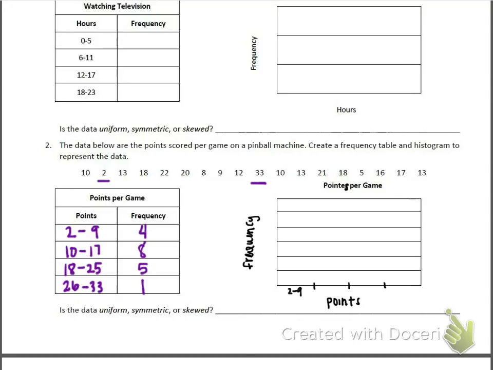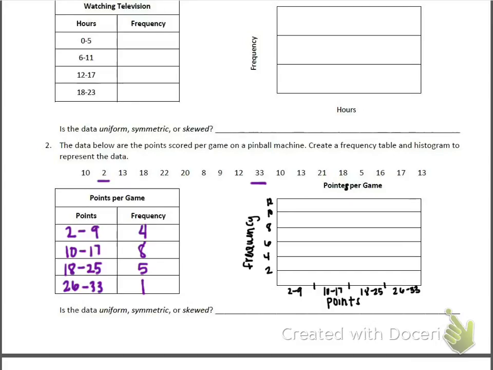And then fill in your frequency or your interval. So 2 to 9, 10 to 17, 18 to 25, and 26 to 33. And we want it to go, our biggest one is 8. I have 1, 2, 3, 4, 5, 6 lines. Did you guys go by 2s? Yeah. Okay. 2, 4, 6, 8, 10, 12. So that's a little higher than we need to go, but it's really going to be okay.